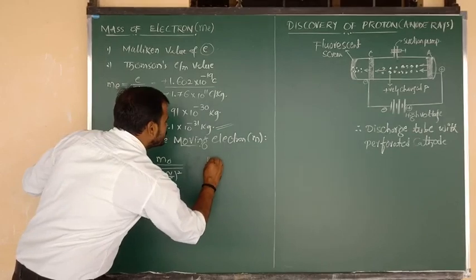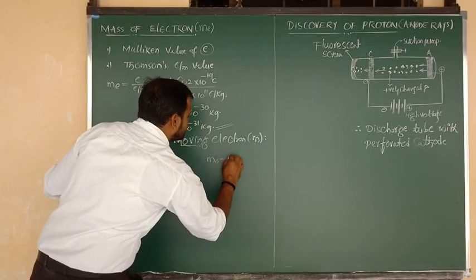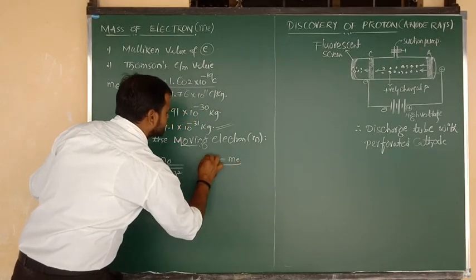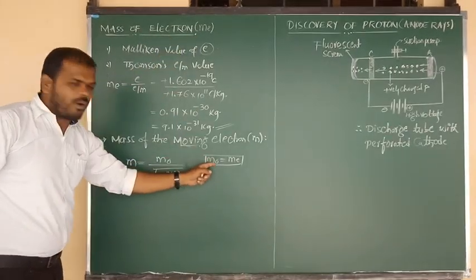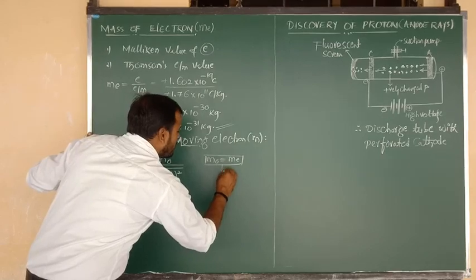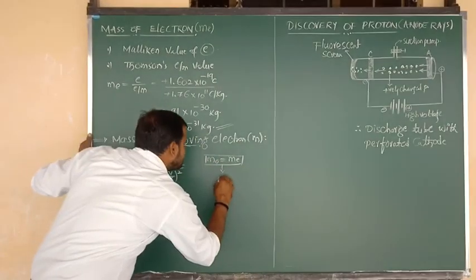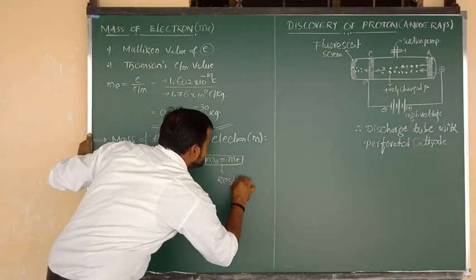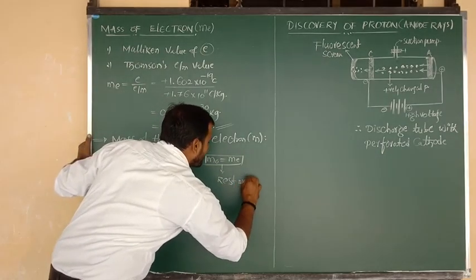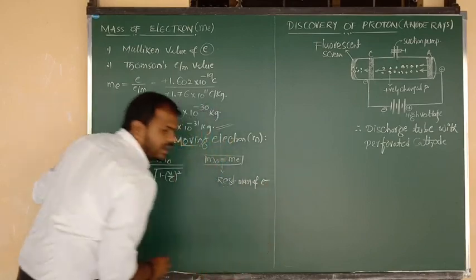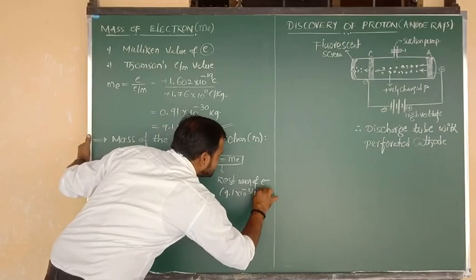Here I am going to write M naught, or we can say M0. It is nothing but Me. So M0 or Me, both are the same. It is the mass of the electron in resting mode. So M0 indicates the rest mass of the electron. Rest mass of electron is equal to 9.1 into 10 to the power of minus 31 kg.